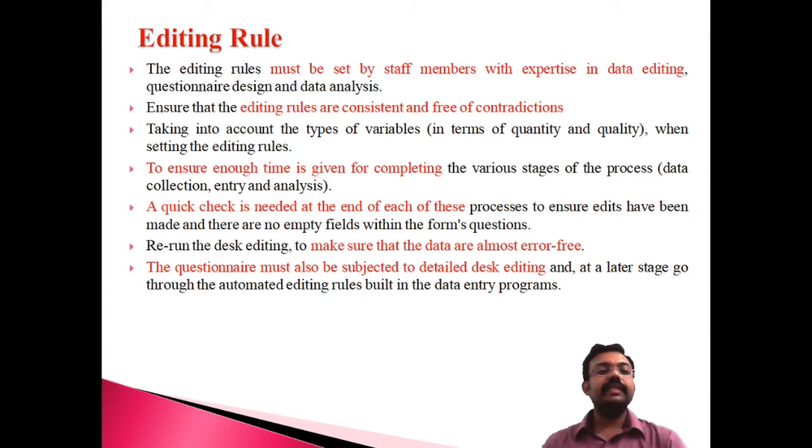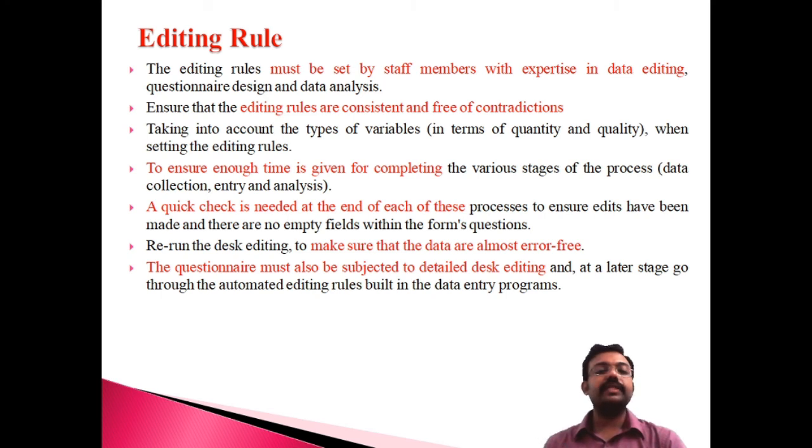And the third important rule is to take into account all the variables, that means dependent and independent variables, in terms of quantitative and qualitative settings for the editing. That means ensure that variables are included at the time of the editing. Another one is that time is an essential element, to ensure enough time is given for completing your activity. The time, that's another important rule. And quick checking is needed at each process or each stage, and the editor must ensure the quick check in each stage or process.